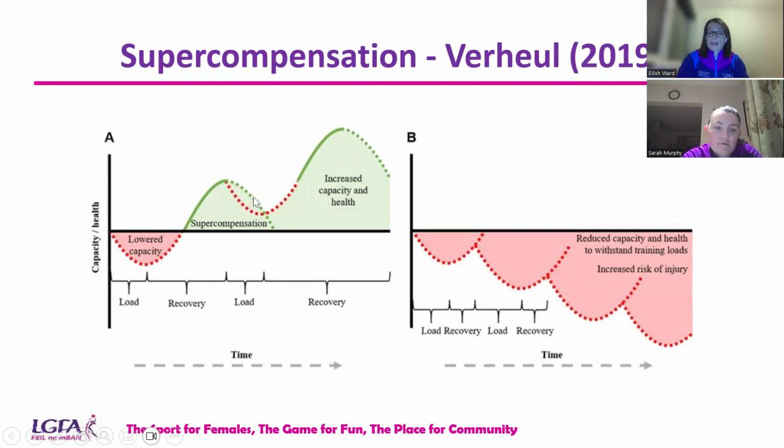Then you have the lower capacity again, but as we increase the training load again in a managed way over the course of a season, we have increased capacity and health. But if we build these back to back to back and don't have that compensation time, we're probably not as fit, we're not as healthy, and we're probably a lot more likely to get injured.